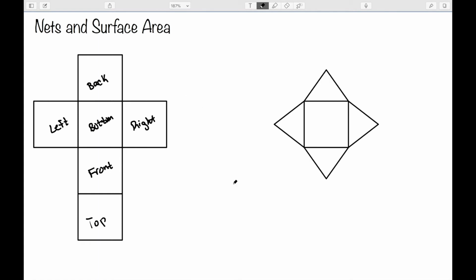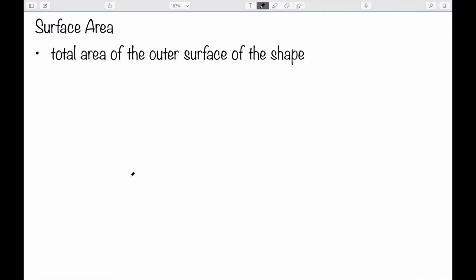And these nets are useful not only for making models of shapes, but also for helping us find formulas for surface areas of solid shapes. The surface area is defined as the total area of the outer surface of the shape. So we can think about a pattern, either making a pattern or thinking about how to make a pattern of the shape to help us find the formula for surface area.